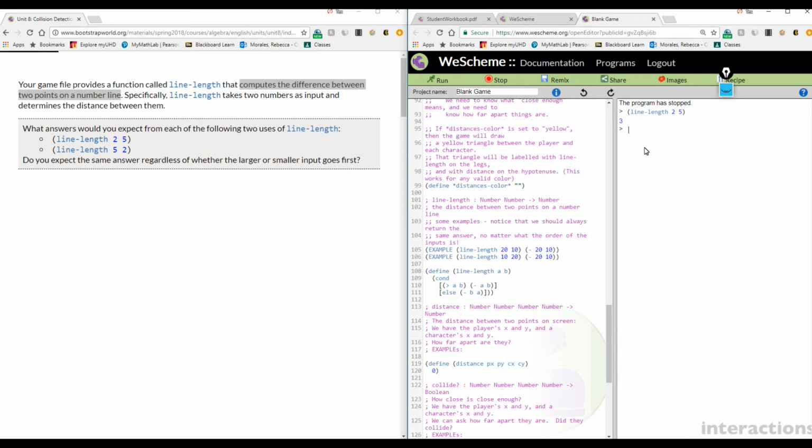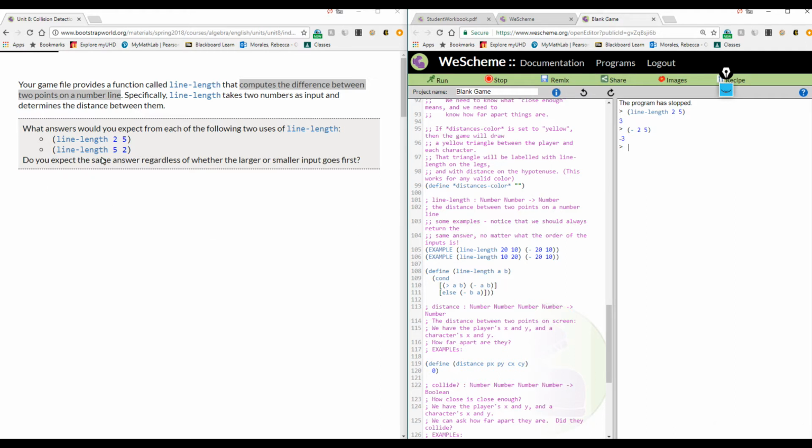Wait, 20, 10. 20 should be the first number. So it should do 20 minus 10. So shouldn't this do 2 minus 5? It should look like this: 2 minus 5. That gives me negative 3. So why are the numbers coming out differently? Oh, I see. That's going to show up later.